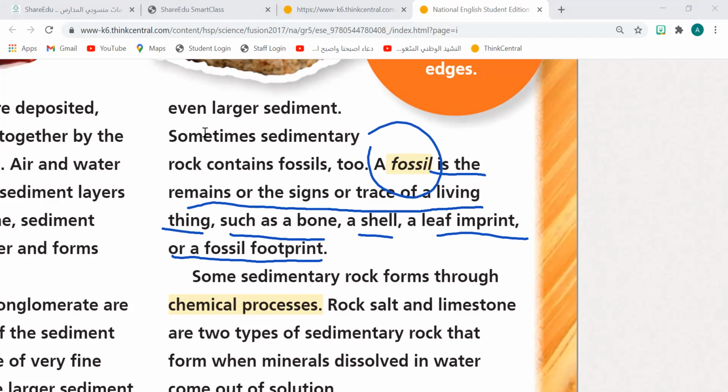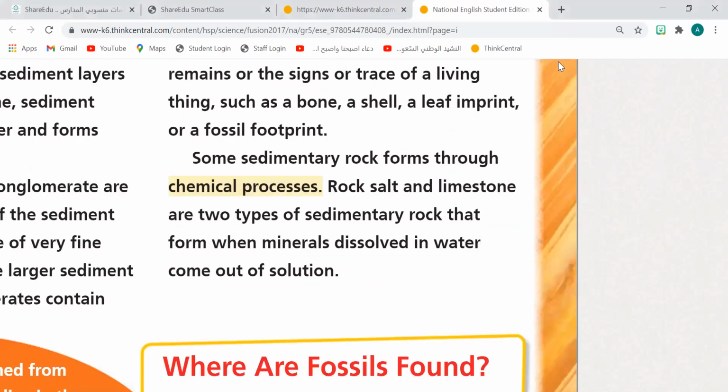There are some other ways that sedimentary rocks can be formed. Do you know how? With a chemical process. How with a chemical process? A chemical process like rock salt and limestone. There are two types of sedimentary rock that form when minerals dissolved in water come out of solution. So what happens to the minerals? They dissolve in water.